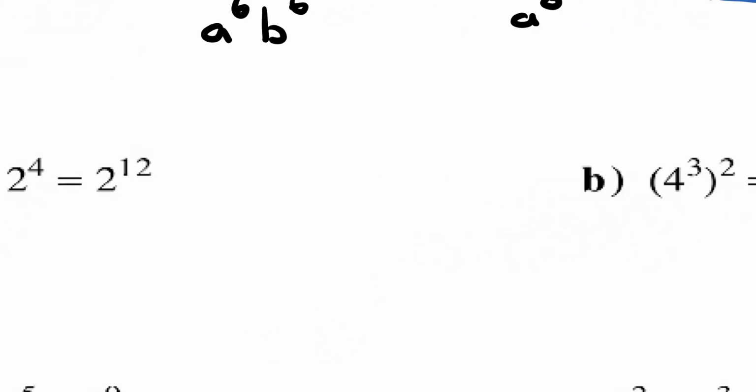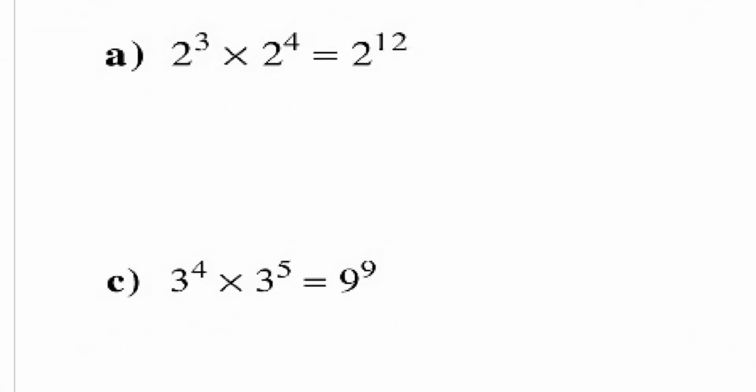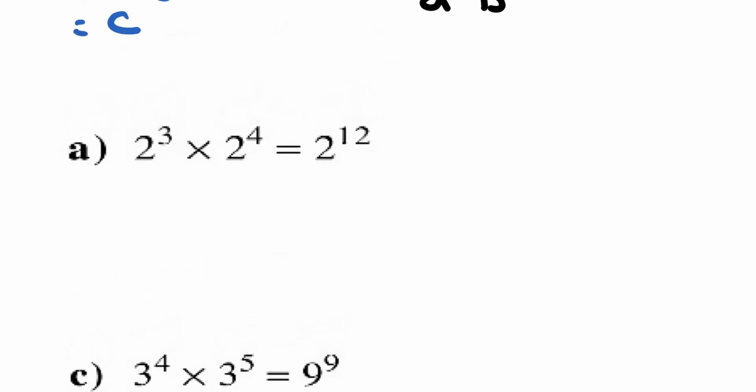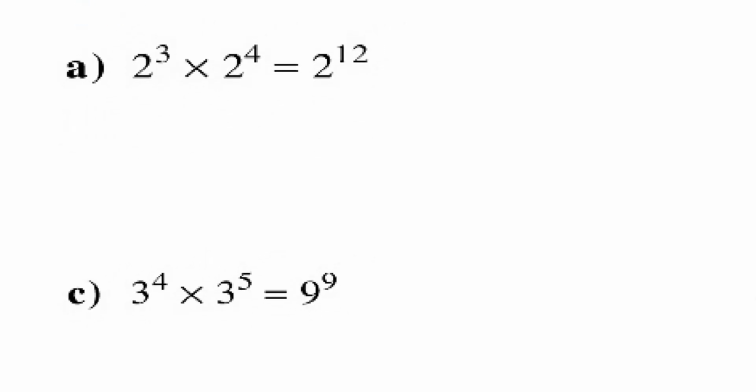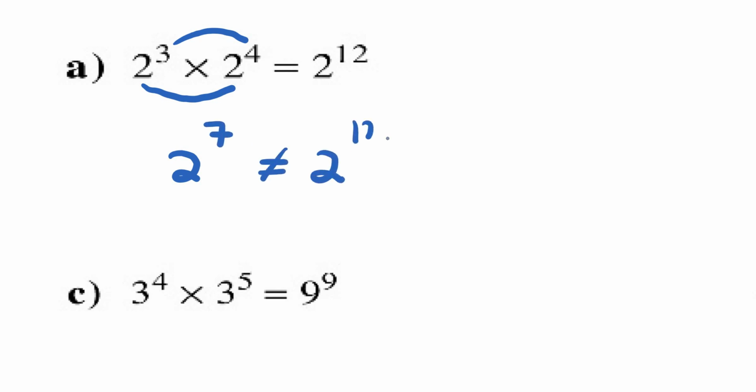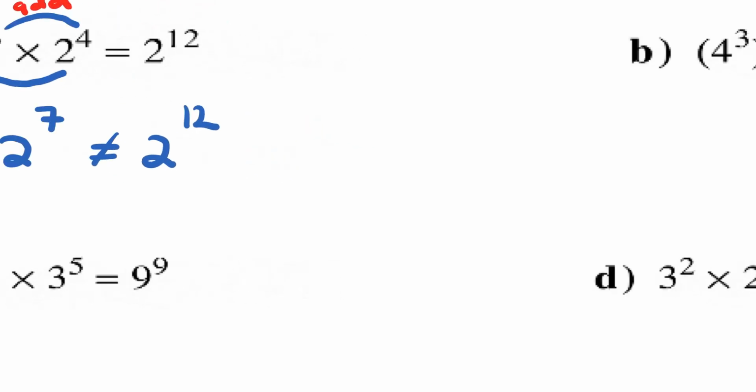Okay, let's keep on moving along here. I guess we're on question number 19 here, and for question number 19, we just need to identify where the mistake is, and when the bases are the same, you just add the powers. So 3 plus 4 is 7, right? And that clearly does not equal 2 to the power of 12. Okay, so we're just adding the powers there. All right, so we're just trying to find the mistakes here.